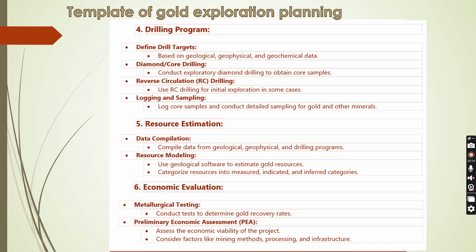The choice is between reverse circulation or diamond core drilling. Then proper litho-logging and sampling. Drilling means sampling, but knowledge of the proper way of sampling is required. Oriented core recovery is required. Then finally resource estimation, after compiling the data in a very cautious way. Then resource modeling, then economic evaluation, metallurgical testing, then preliminary economic assessment. This is preliminary economic assessment because it involves a lot of investment, so several times we have to carry out economic assessments.